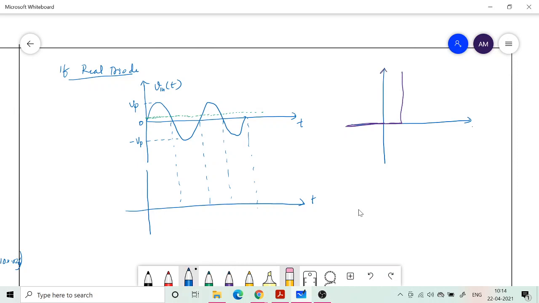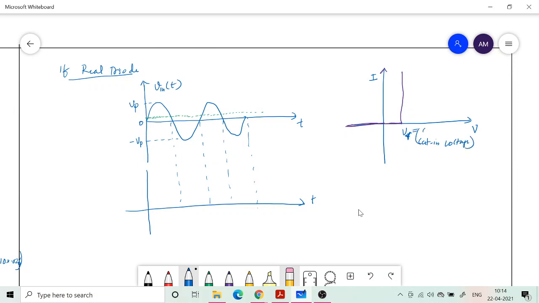So this is my voltage, and this is my current, and this is my V cut-in. Okay, V cut-in voltage, usually it is denoted as V gamma, which is called the cut-in voltage.